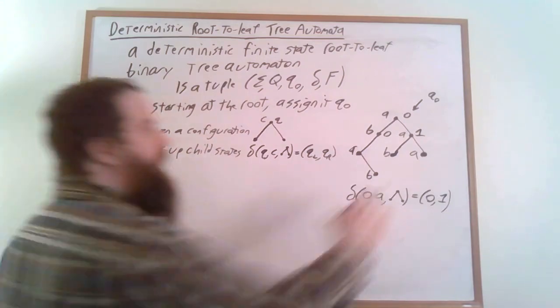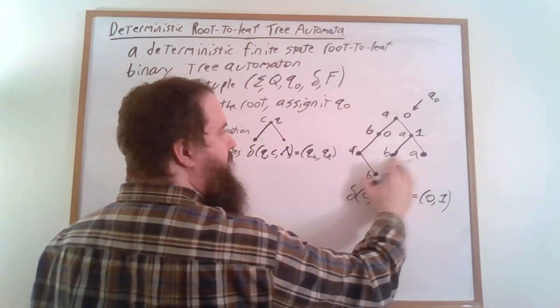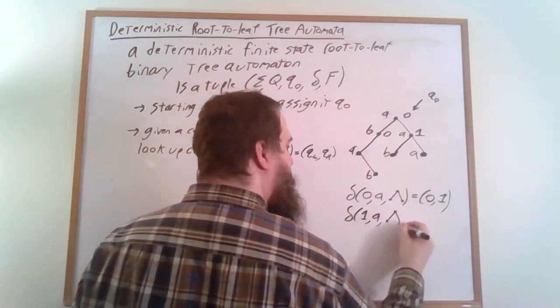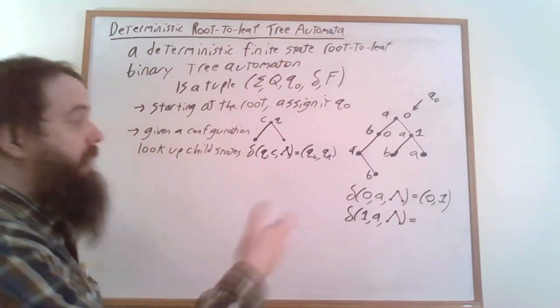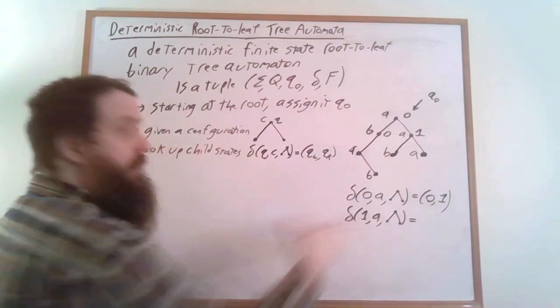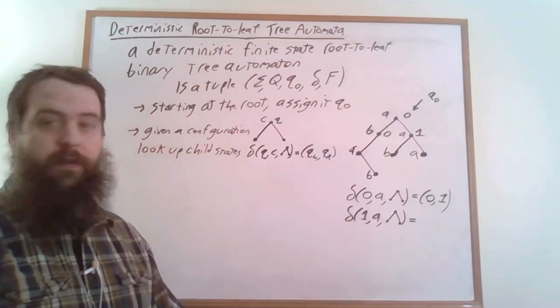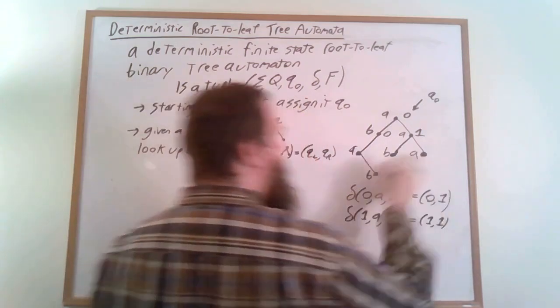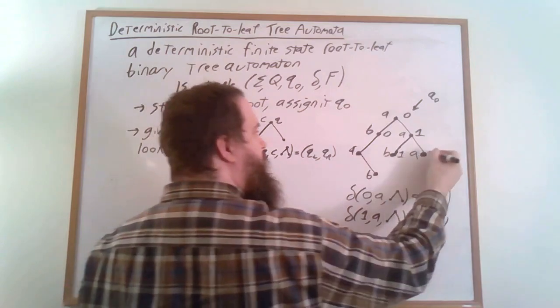Next, let's say we want to work out what the states for these 2 nodes are. We're going to want to look up delta of 1a, and then the symbol indicating that we have both a left and right child. And let's say that this is 1, 1. Then we're going to associate 1s to both of these here.